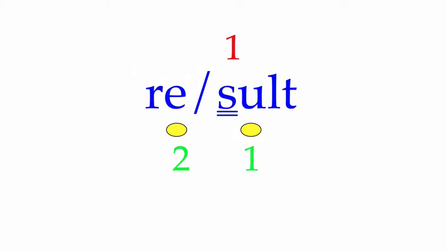The next word is nomad. Nomad. The nomad had no place to call home. Nomad. This also is a 2-syllable word. All the words in this lesson are 2 syllables. The first syllable, no, which has 2 sounds. N, O. Second syllable, mad, 3 sounds. M, A, D.